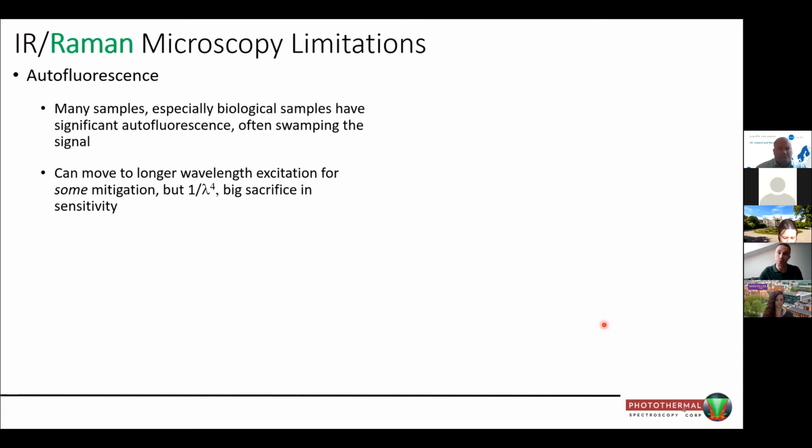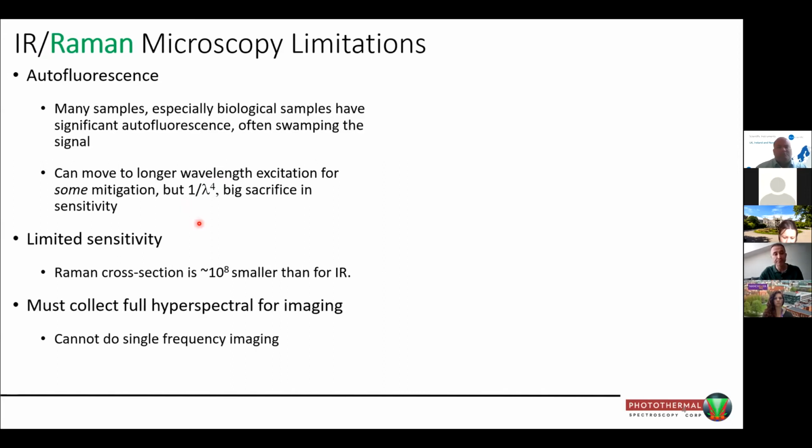So probably first and foremost would be autofluorescence. And that is perhaps by far the number one issue with Raman. Many samples, depending on sample type, and especially biologicals, can have significant fluorescence, and that often swamps the signal. Maybe you can subtract it out, otherwise process it, and sometimes it can be really destructive. Sure, you can move to longer wavelengths to mitigate some of that, but that also comes with a massive drop in sensitivity. And that comes on top of an already limited sensitivity, just because the Raman cross-section is much, much smaller than that for the IR.